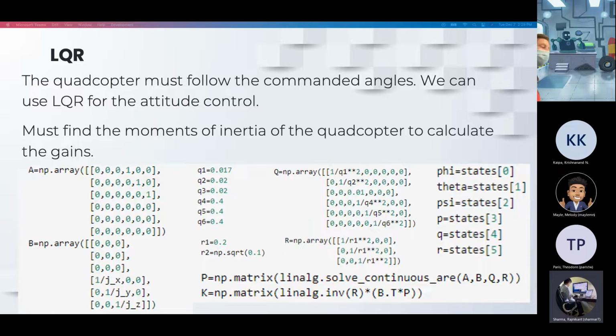Okay, so for the attitude controller, we used an LQR controller. We've seen this in so many assignments, so we must be familiar with it. The only thing here is to find the moment of inertia of the drone to be able to compute the gains. And we can also play with the Q and R matrices to make the controller more aggressive or more smooth.